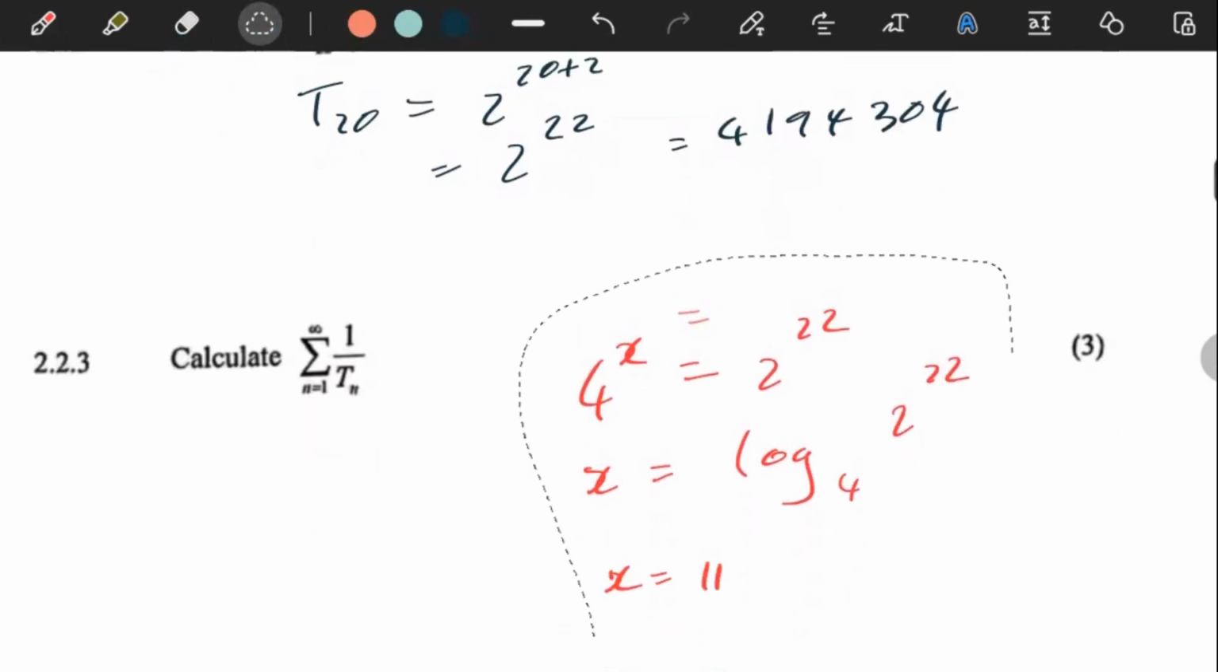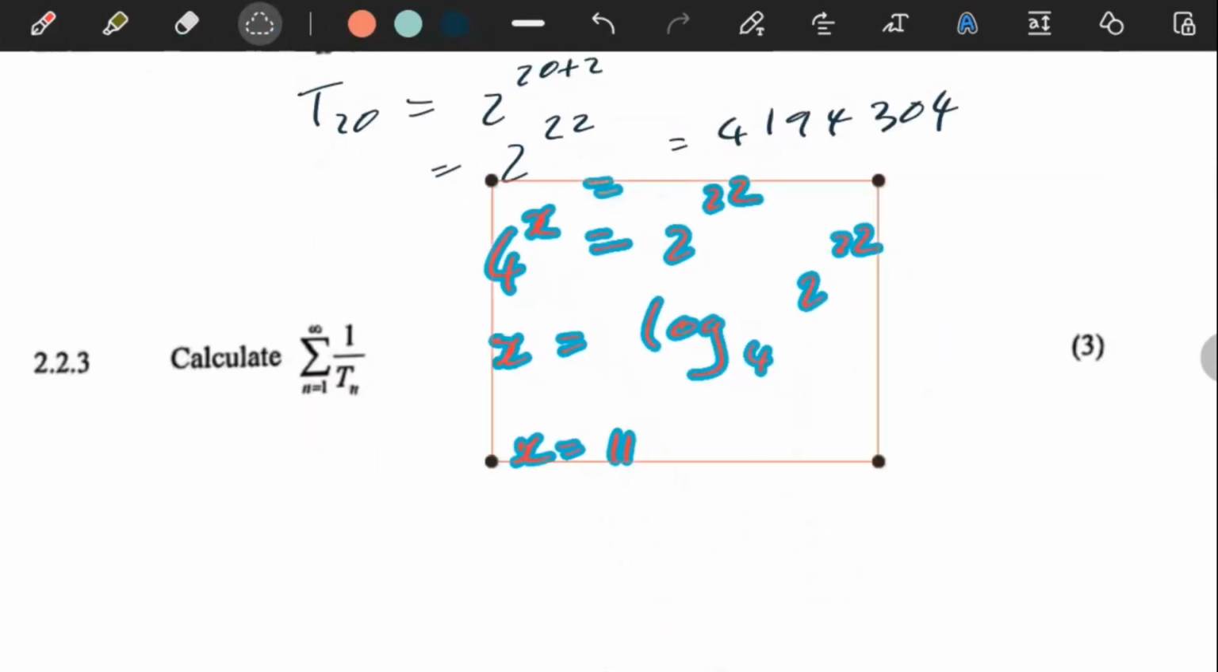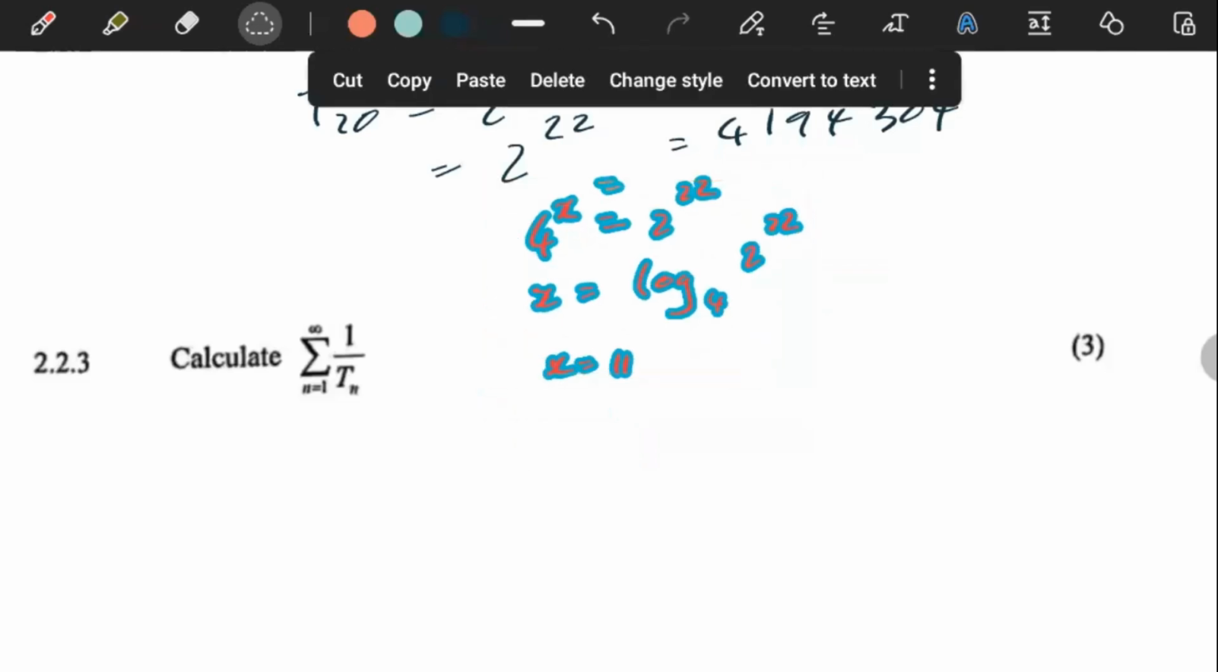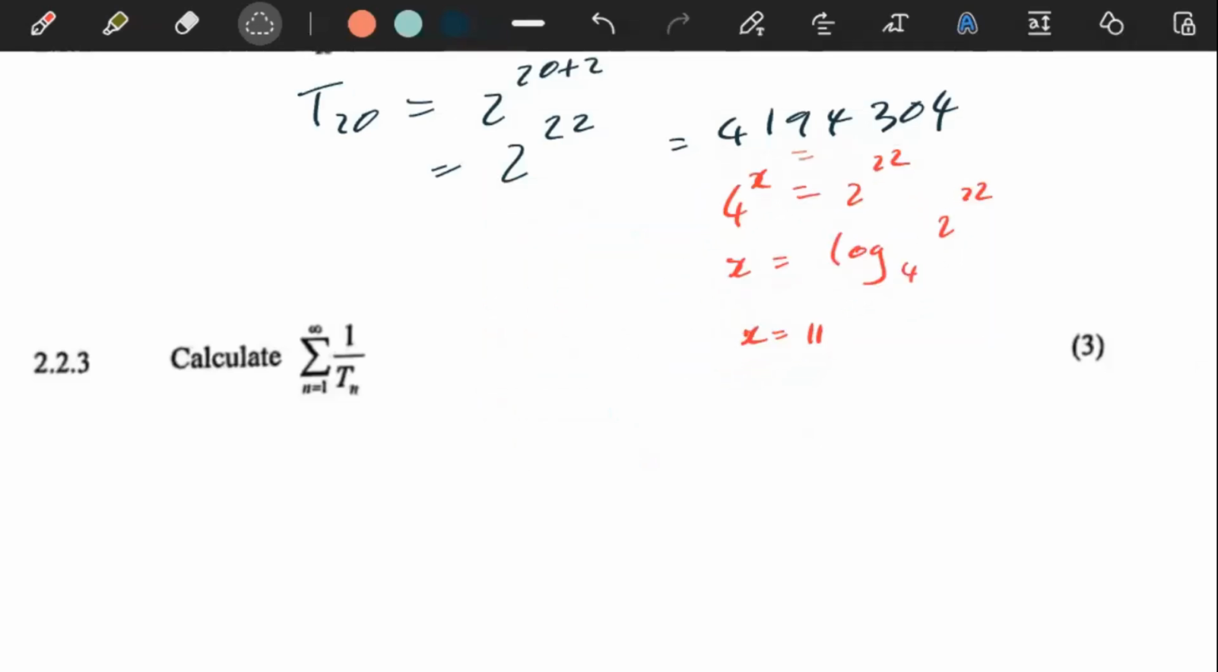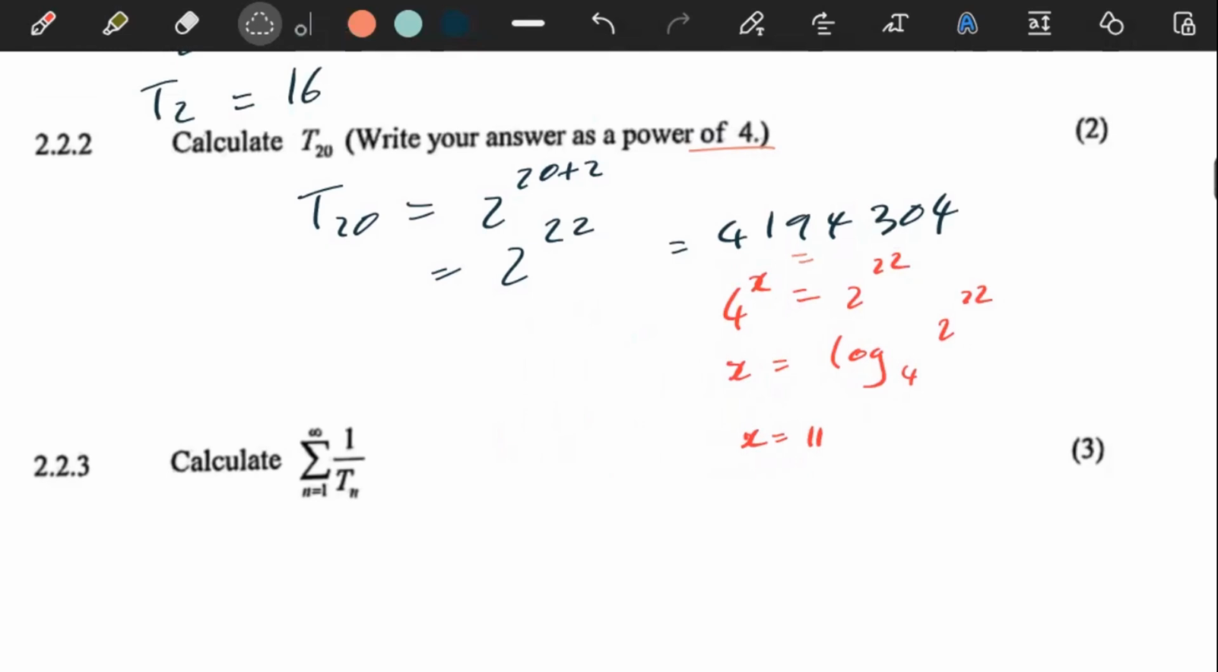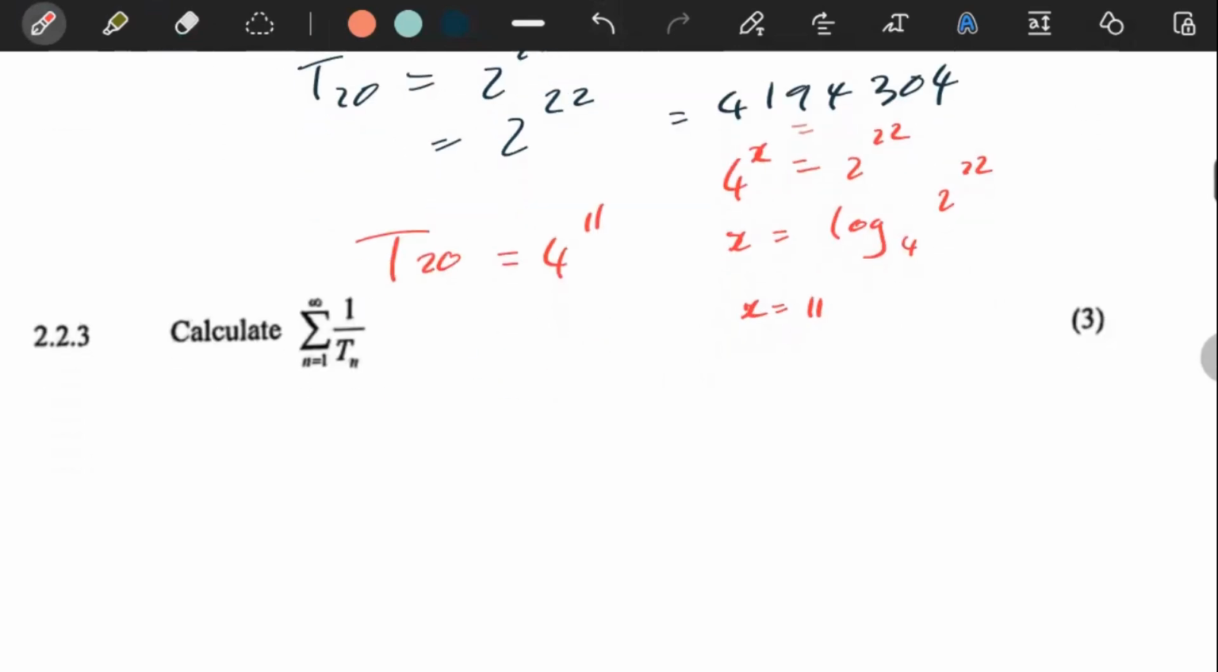Okay, there's a power of 4. I think I misread it. But here it means that you're going to say, therefore, 4 to the power of 11. That's your answer. Write it nicely here. That's the first challenging question, or not really, but let's move on.